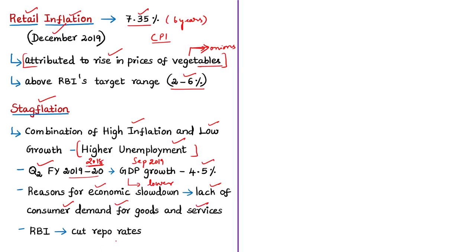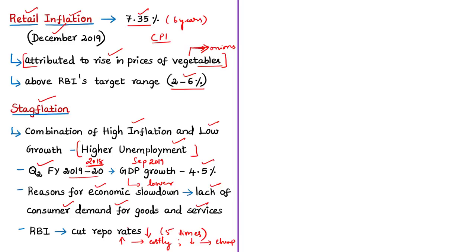So in order to boost demand, the RBI was encouraged to cut the repo rates. Therefore, the repo rate was cut about 5 times in 2019 by the RBI. The RBI is encouraged to do so because, as you know, the repo rate is the rate of interest that the RBI charges its clients on short-term borrowing. When the repo rate is higher, bank loans are costly. In the same manner, when the repo rate is lower, bank loans are cheaper. So easy credit is available.